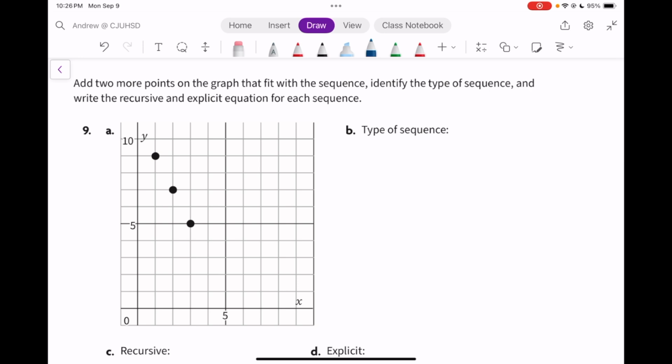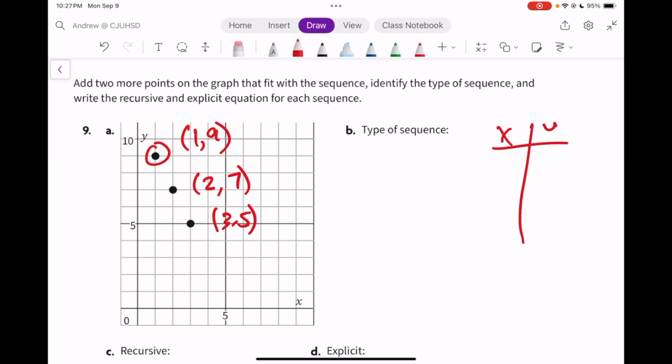Well, remember, you can always convert the dots to numbers. This is the 0.19. This is the 0.27. This is the 0.35. And in a table, that looks like this.